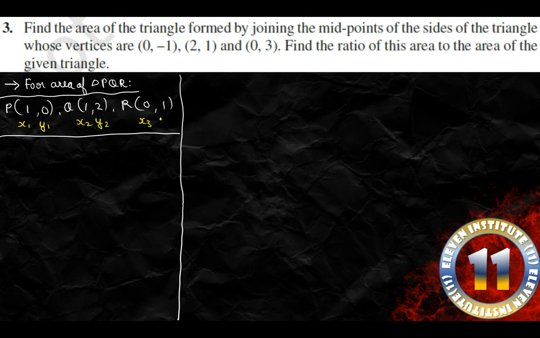And finally we have x3 and y3. Now we will apply the formula of area of triangle. We can write area of triangle PQR is equal to half, then we have a bracket over here, x1 bracket plus x2, again a bracket, plus x3, again a bracket.